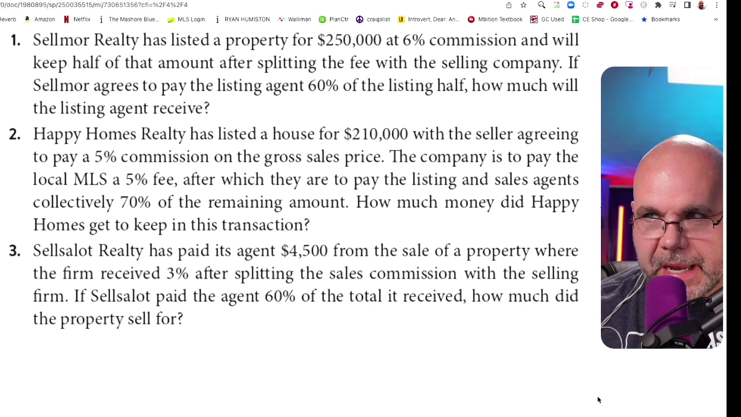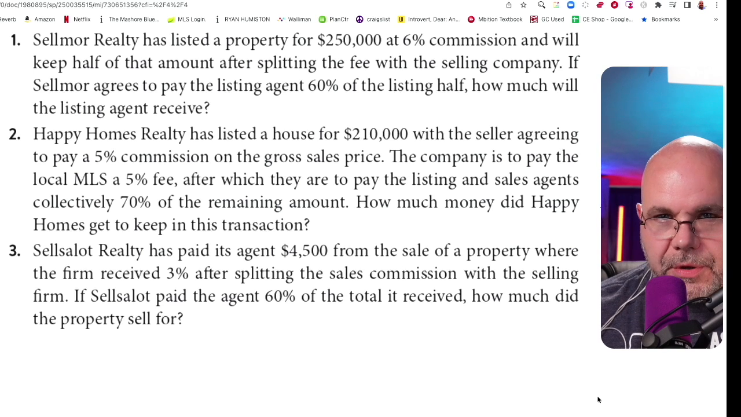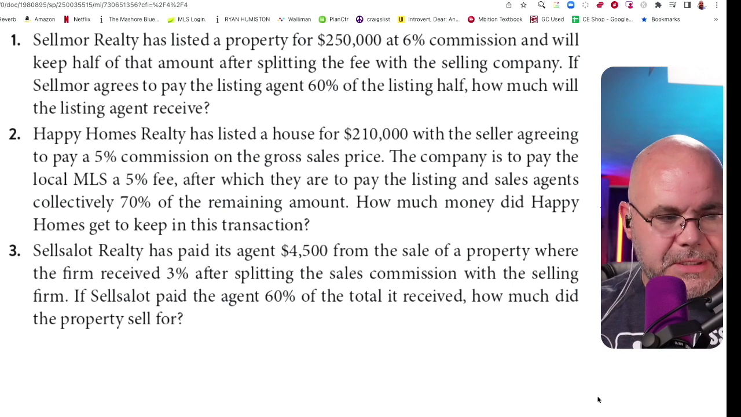Sells a Lot Realty has paid its agent $4,500 from the sale of a property where the firm received 3%. So you're the agent and you made $4,500. That's how much you walked away with after your firm took its cut and you and the firm combined made 3% of the sales price. If Sells a Lot pays you, the agent, 60% of the total received, in other words, 60% of the 3%, we'll draw it out in just a second, then how much did the property sell for?